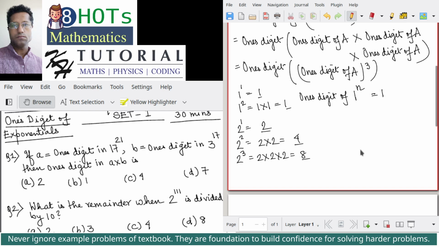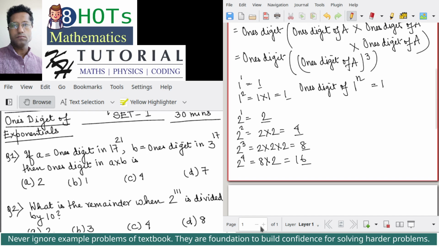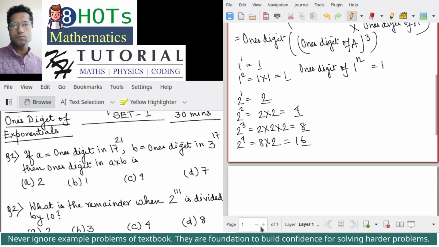So we are having so far different ones digits of the powers of 2. Now what is 2 to the power 4? 2 to the power 4 is 2 multiplied by 2 multiplied by 2 multiplied by 2. So basically 2 to the power 4 is nothing but 8 multiplied by 2. So 8 multiplied by 2, this is 16. So you see the last digit is 6. The ones digit is 6 for 2 to the power 4.